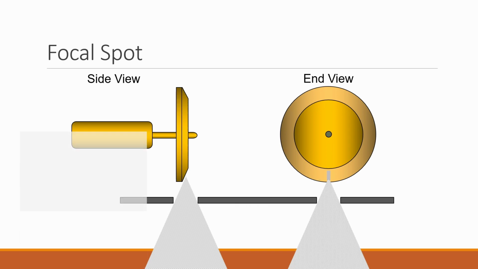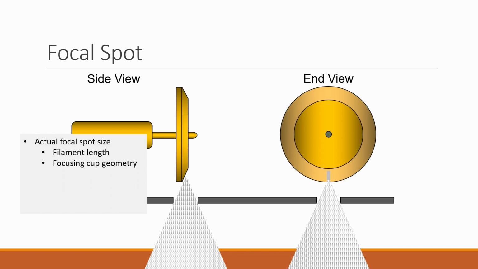On the end view of the anode, you can see a small rectangle at the bottom of the anode face. From this perspective, we see the focal spot's actual size. Its size is governed by the length of the filament and the geometry of the focusing cup that directs the electron stream from the filament to the anode.